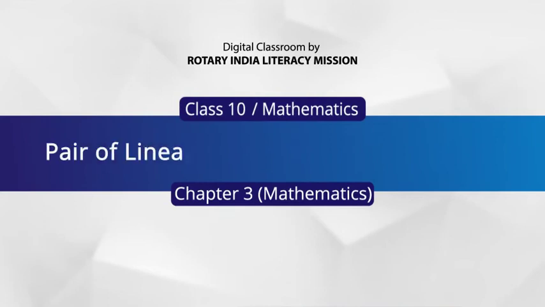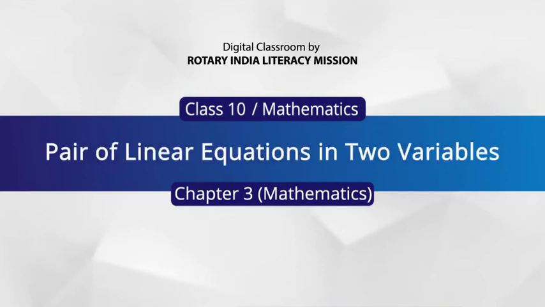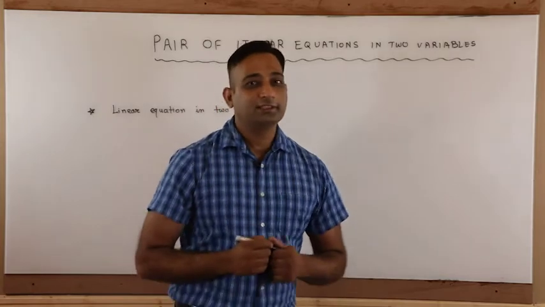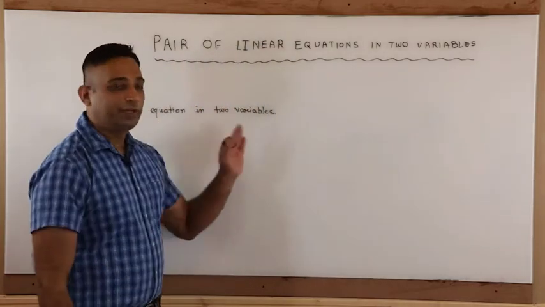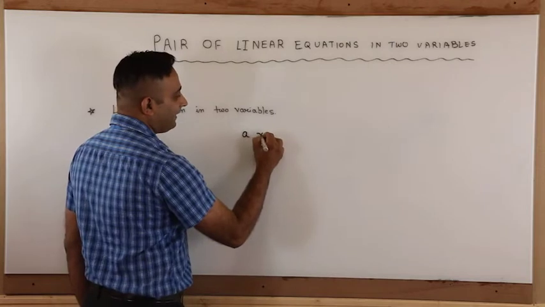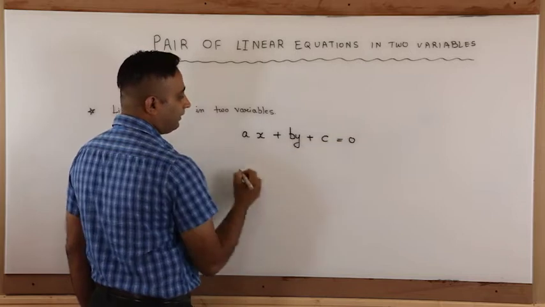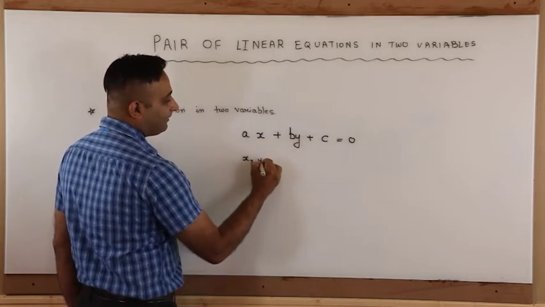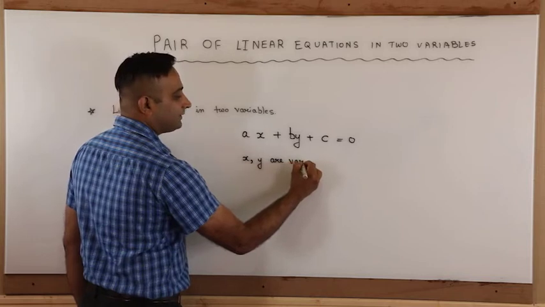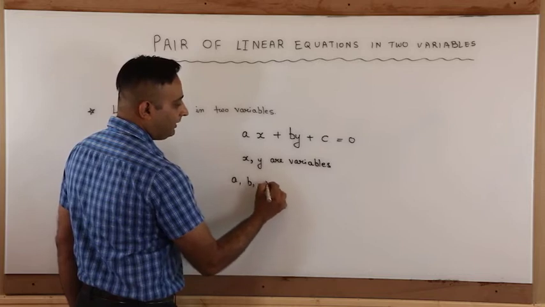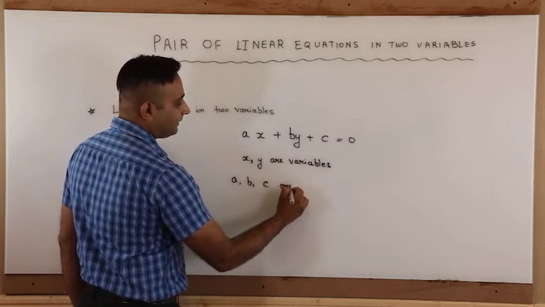Today we will discuss the chapter Pair of Linear Equations in Two Variables. It is the third chapter of class 10th. Dear students, in the previous class we discussed the linear equation in two variables. It is represented by ax plus by plus c equals 0, where x and y are variables and a, b, c are real numbers.